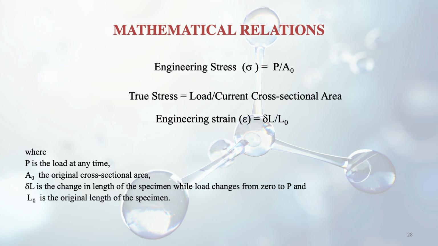As I told you, P is the load. In these equations, A naught is the original cross sectional area and delta L is the change in the length of the specimen. That is about the strain, engineering strain. It can be represented by delta L by L naught. So delta L is the change in the length of the specimen while load changes from 0 to P, and L naught is the original length of the specimen. So this is about engineering stress and engineering strain.